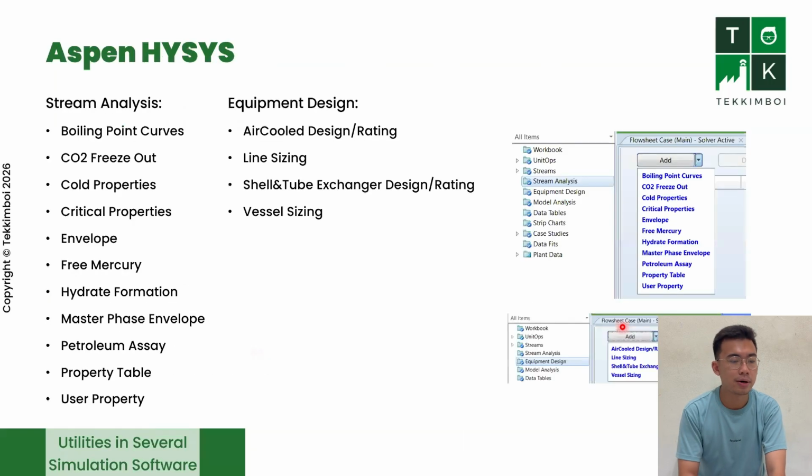The next one is Aspen HYSYS. They separate into two classifications, same as what I did on the previous slide. The first one is related to stream property estimation or other stream calculations, and the second one is about equipment design. The available equipment that could be sized in Aspen HYSYS is air cooler, line sizing, shell and tube exchanger, and also vessel sizing.